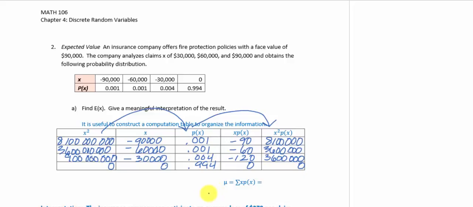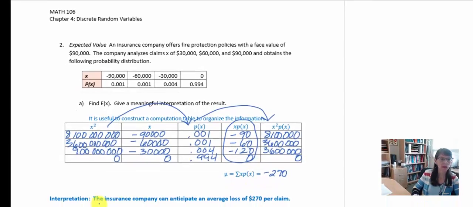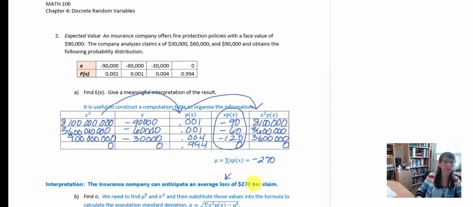Now that the table is complete, our formula for the expected value is the sum of the XPX column, and that equals negative 270. So to interpret that value with a negative number, that means the insurance company can anticipate an average loss of $270 per claim. So any negative result is going to be a loss of that many dollars per claim.